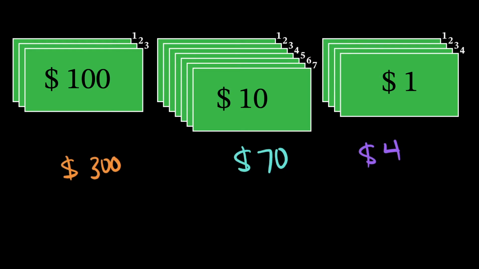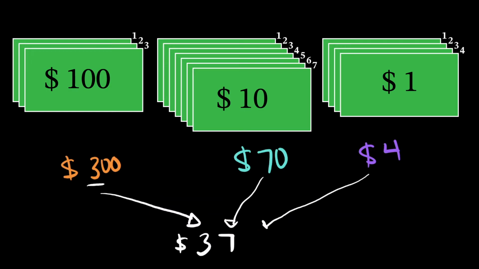And we can see how each digit represents a different value because of its placement in this number. That 3 represents 300. 7 represents 70 because it's in the tens place. And 4 represents 4 ones because it's in the ones position.